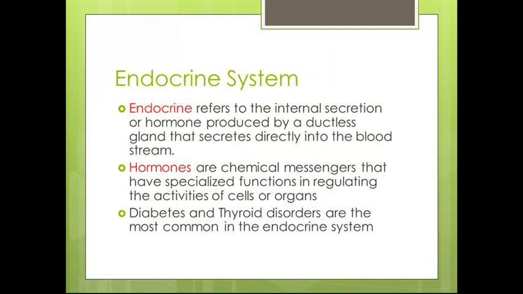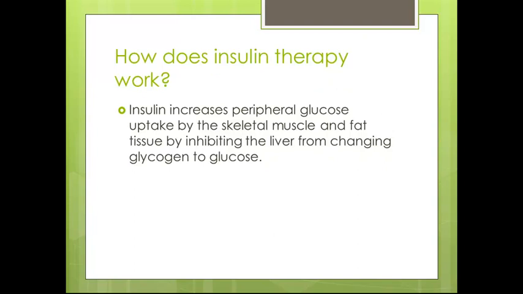So how does insulin therapy work? Insulin increases peripheral glucose uptake by the skeletal muscles and fat tissues by inhibiting the liver from changing glycogen to glucose.